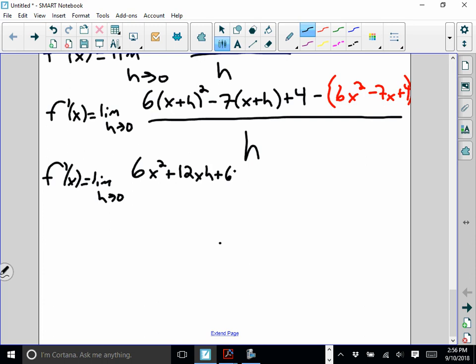This 6x squared plus 12xh plus 6h squared, I did two things. I expanded x plus h squared to x squared plus 2xh plus h squared. Then I distributed the 6 in. Okay, now I need to distribute that negative 7 up here as well. Notice how both the 7x and the 7h are both negative. Very, very important. Okay, plus 4.